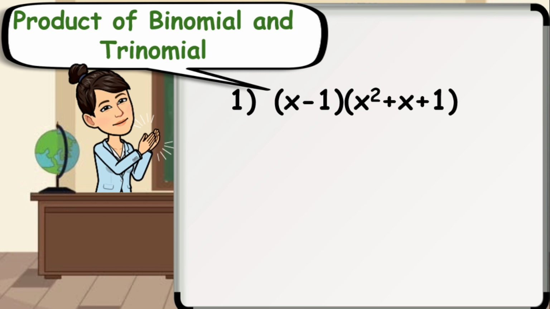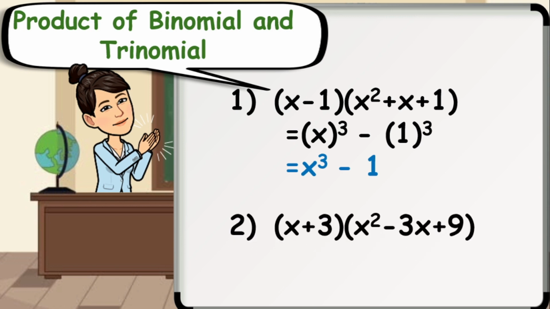Thus, in getting the final answer, we will just cube the first term of our binomial, which is x cubed, minus the cube of the second term of our binomial, which is 1 cubed. Therefore, the final answer is x cubed minus 1.